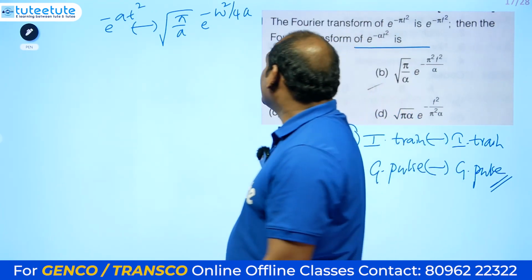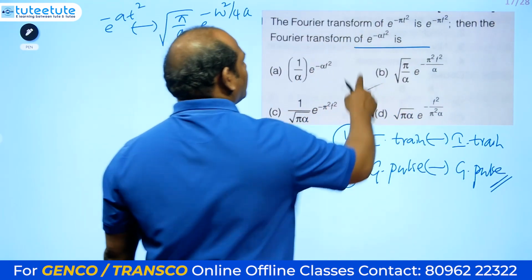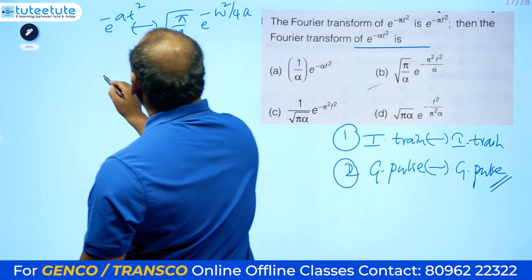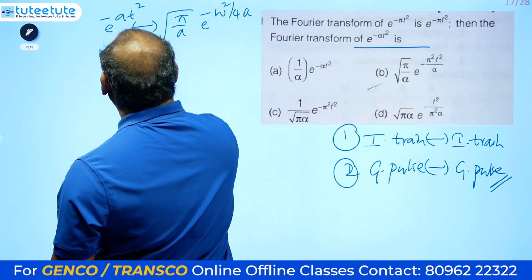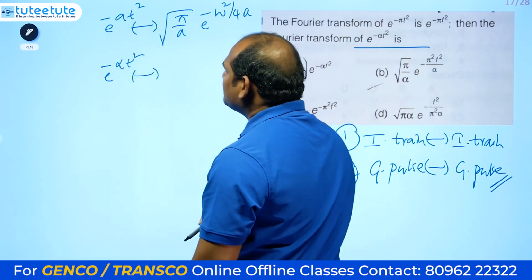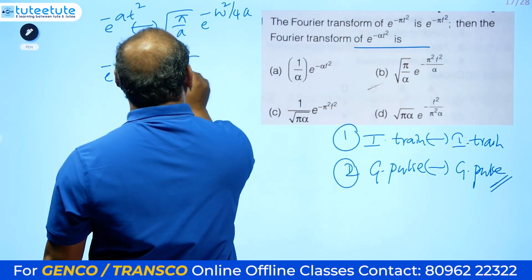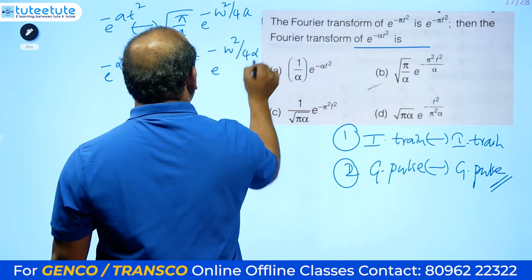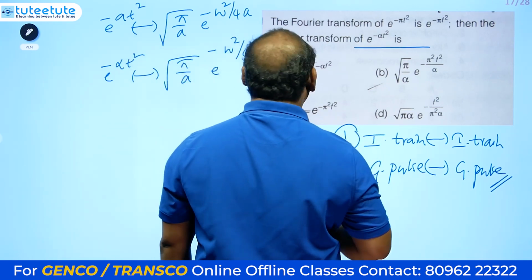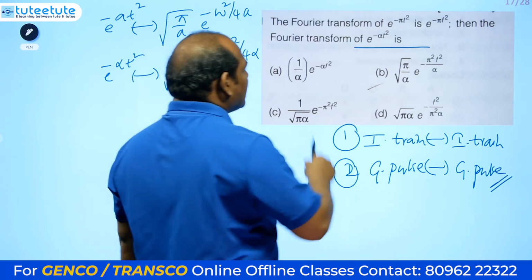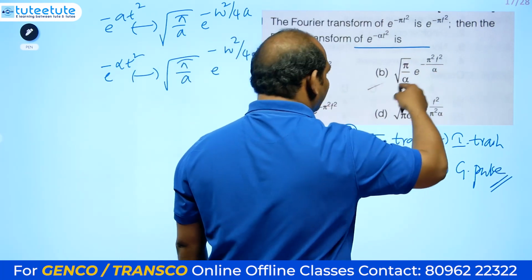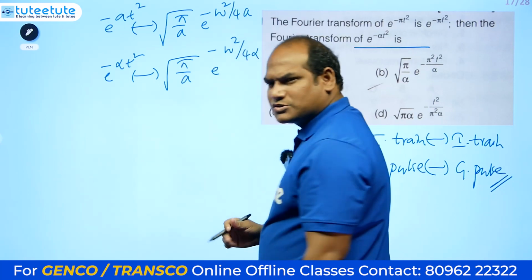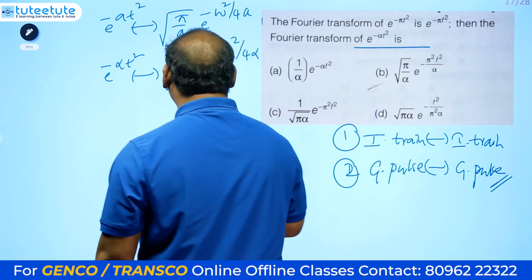So what we need here? We need e power minus alpha t square. That means in place of a, simply you can substitute alpha. So root of pi by alpha e power minus omega square by 4 alpha. But you will not observe this answer in the options because they have given all the options with respect to f. Here we have omega, so just replace omega with 2 pi f.